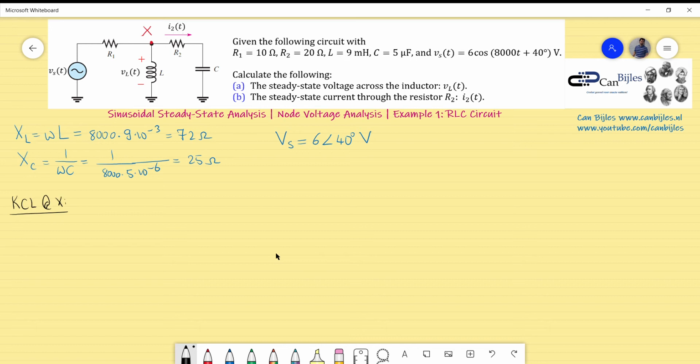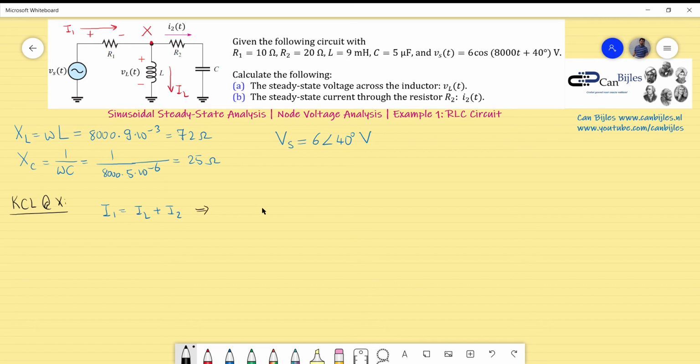What do we have? We have the following. The current I1, through R1, in the phasor notation, will split into the current of the inductor and also the current through this branch, through R2 and C. So I can write the following: I1 will be IL plus I2. And IL is this current. Again, all of them in vector notation.